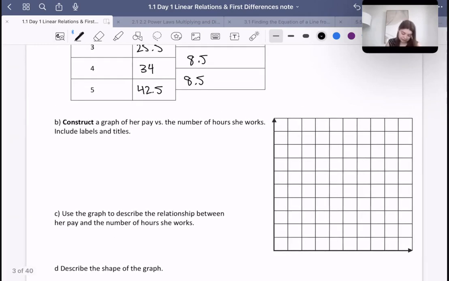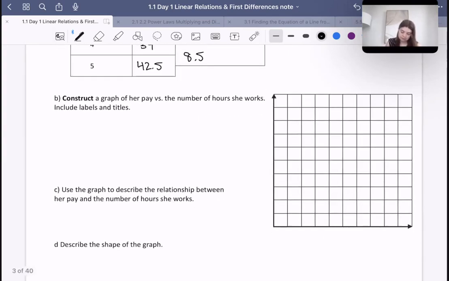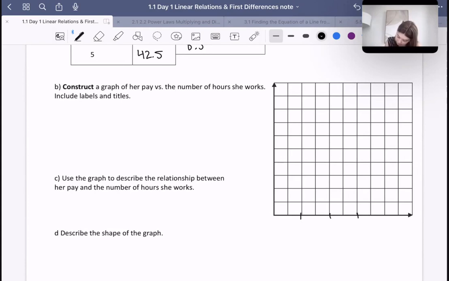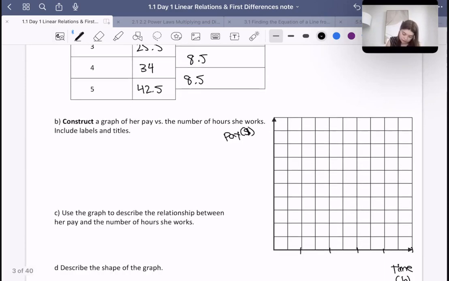Next it says, construct a graph of her pay versus the number of hours she worked. Okay. So number of hours is 1, 2, 3, 4, or 5, presumably. And then her pay in dollars is up to 42.5. So if we do 10, 20, 30, 40, 50, then we are good. So that's what I'm going to use just for the sake of using a relatively easy scale. I never recommend using a scale that is difficult to use. I always recommend using a very simple scale. It'll make your life easier.